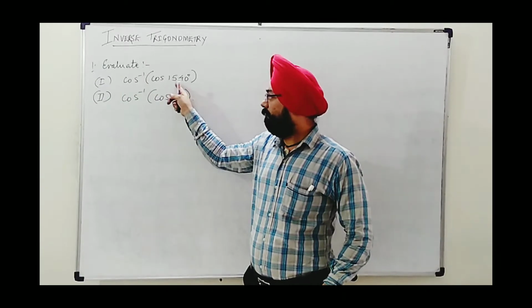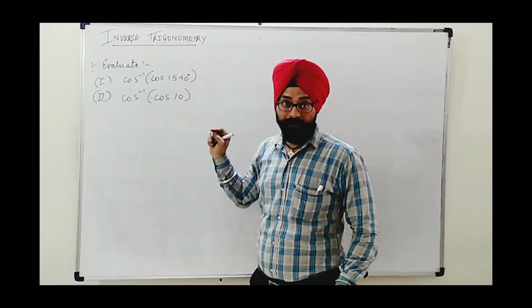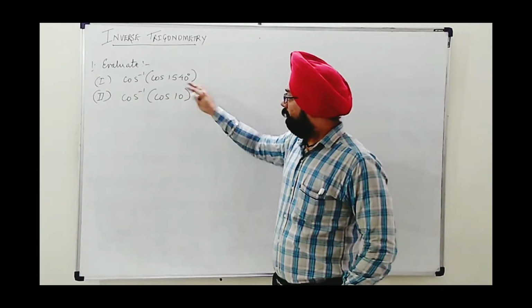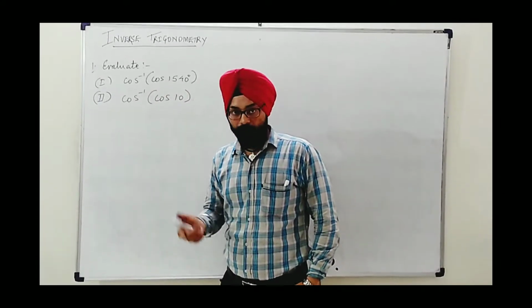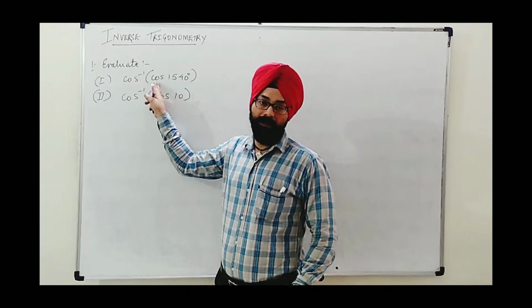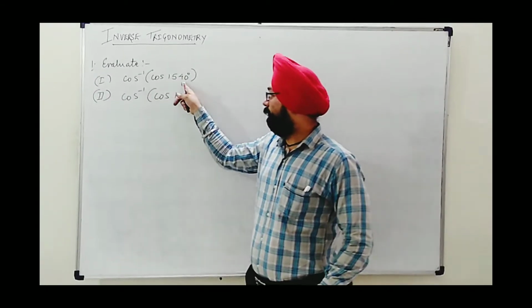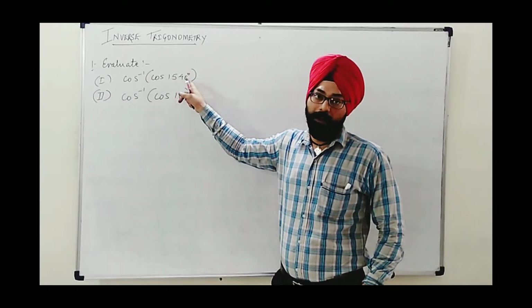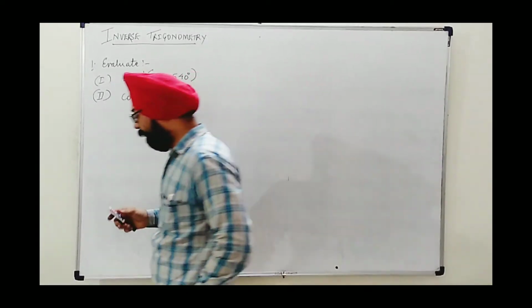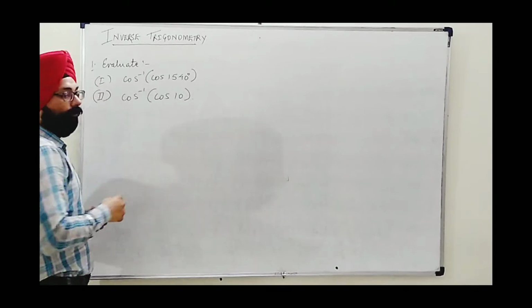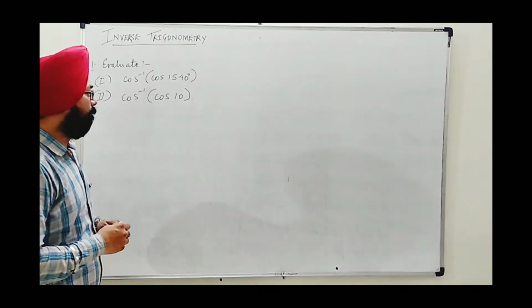Evaluate cos inverse cos 1540 degree. As I see, here we can apply the law of cancellation. But before we cancel these two functions, we need to see whether this value belongs to the principal interval, the principal domain. For that, what we are going to do? 1540, we have to locate its position.